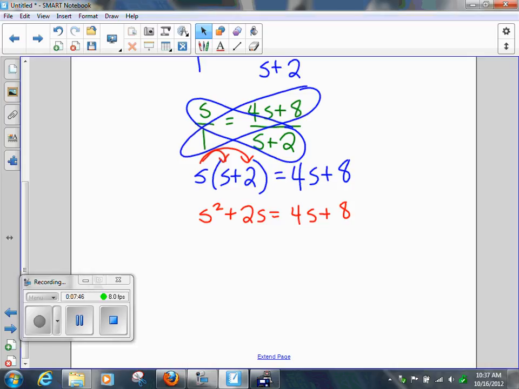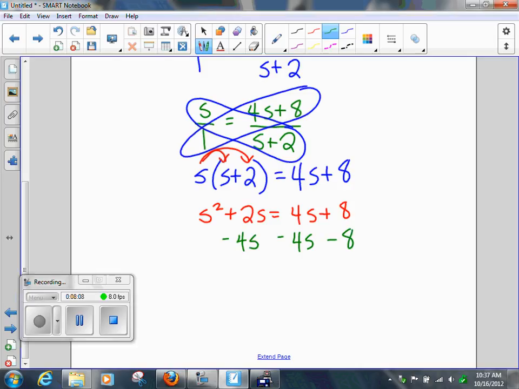First and foremost, I have to set it all equal to what? 0. Now, do I want to move my s squared term to the right? No, because that's going to give me a negative leading coefficient. Doable, but don't do it. Move everything that's on the right to the left.